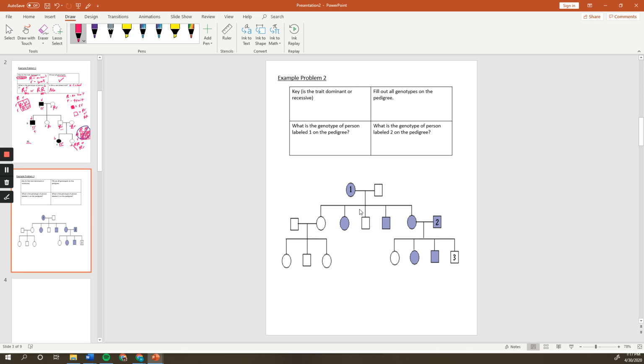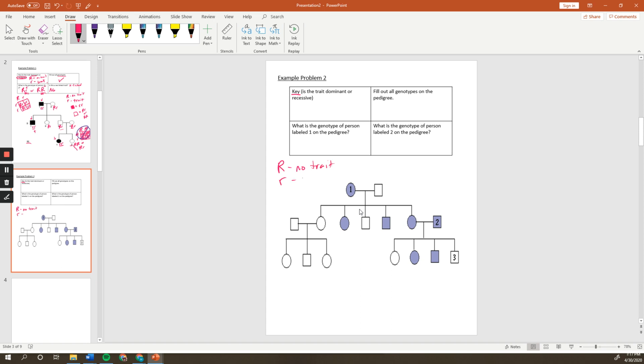Again, if you did not print out this worksheet, I expect you to draw out these pedigrees in your notes. Okay, that's what I'm going to be looking for. So we're going to do the same thing as last time for the first step. The key: is it recessive or dominant? So I'm going to do the same guess. I'm going to guess that it's recessive just because it's kind of easy.